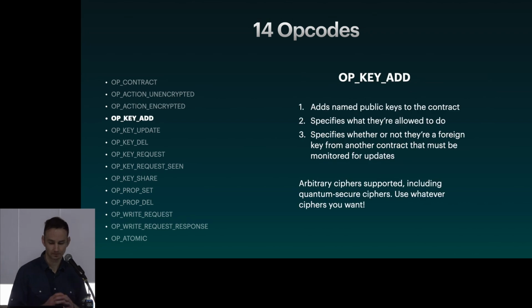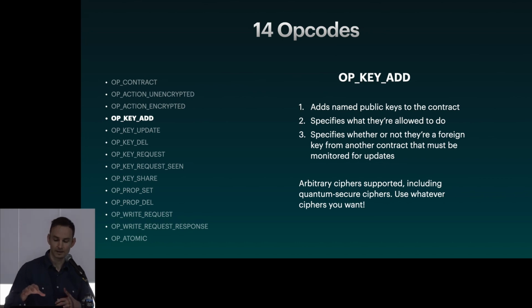OP_KEY_ADD. This adds a named public key to the contract. It specifies what they're allowed to do. It specifies whether or not they're a foreign key from another contract that must be monitored for updates. And it supports arbitrary ciphers, which means if you want to include quantum secure ciphers in here, you can. Use whatever ciphers you want.